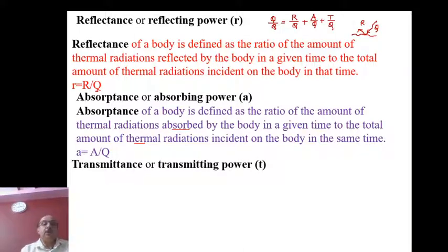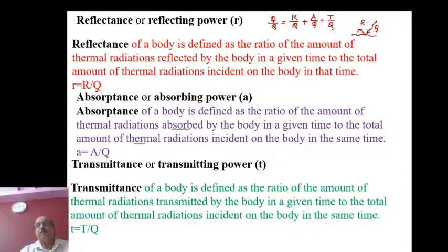Now third is the transmission. The transmittance or transmitting power is represented by t. Transmittance of a body is defined as the ratio of the amount of thermal radiation transmitted to the total amount of thermal radiation, that is T by Q. And it is represented by a small letter t.